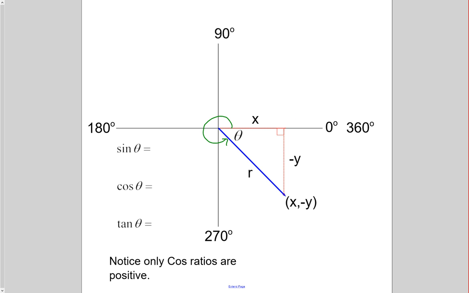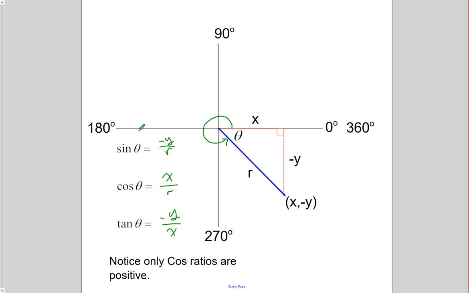So this is going to be any angle that's greater than 270 and less than 360. You can plug that into your calculator and see what you get, but let's have a look at our ratios. Sine is opposite over hypotenuse. Cos is adjacent over hypotenuse. And tan is opposite over adjacent.